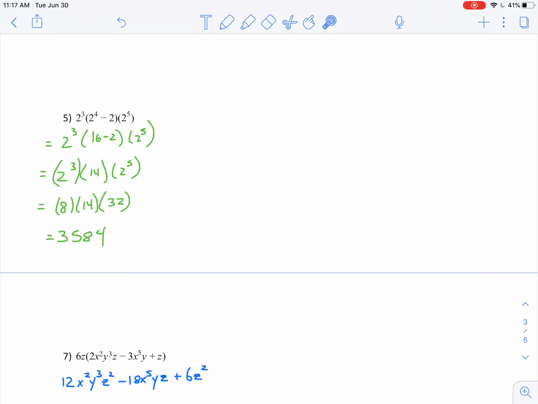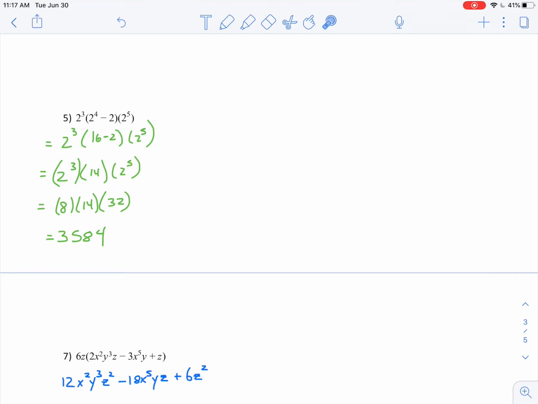2 to the power 3 multiplied by 2 to the power 5, I end up getting, well, 2 to the power 3 is 8, 14 stays, and then 2 to the power 5 is 32. Now I just have multiplication, 8 times 14 times 32, and I end up getting 3,584.